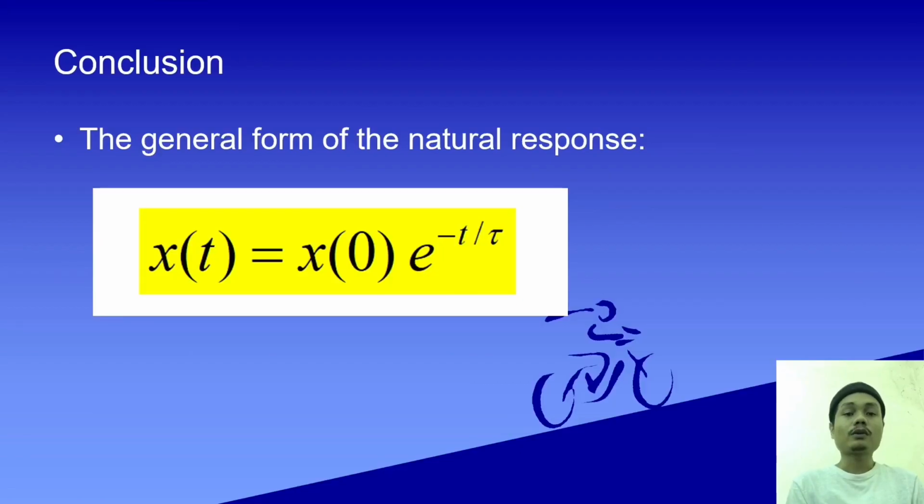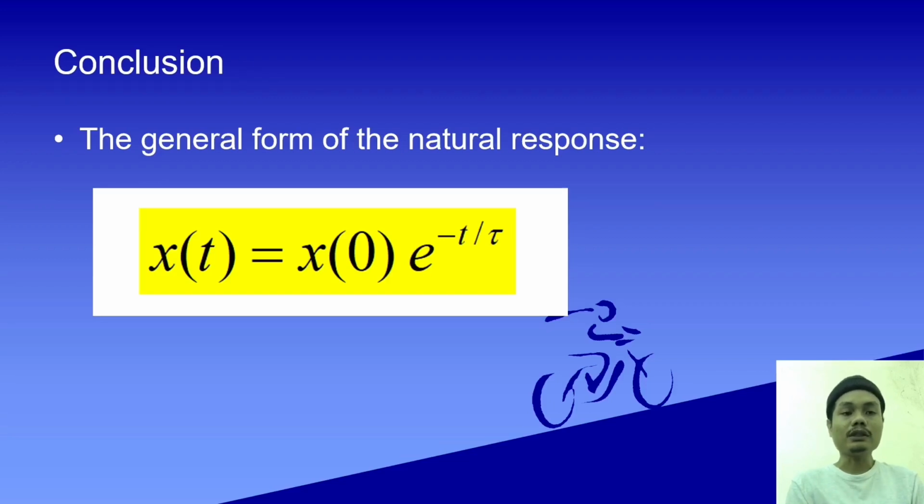The conclusion: the analysis is applicable to any circuit that can be simplified to an equivalent circuit comprising a resistor and a single energy storage element, capacitor or inductor. When analyzing RC circuits, bear in mind that a capacitor is an open circuit at steady-state DC condition while an inductor is a short circuit. The general form of the natural response is given by this equation.